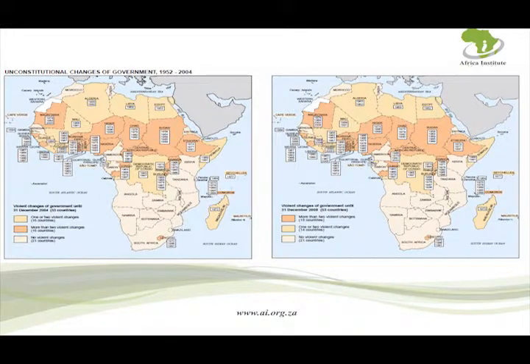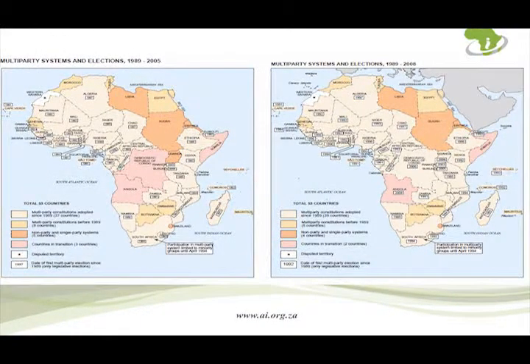And then the multi-party systems and elections. From 1989, we chose 1989 because that was the year Namibia became independent. It looked like that in 2005. In 2008, it has gone up. More countries have elections, and as you know, I haven't done the 2010 or 2012 one yet. You will know all those countries will now have democratic elections.